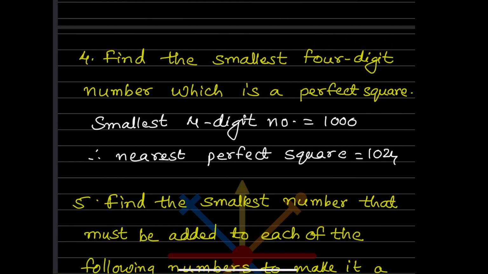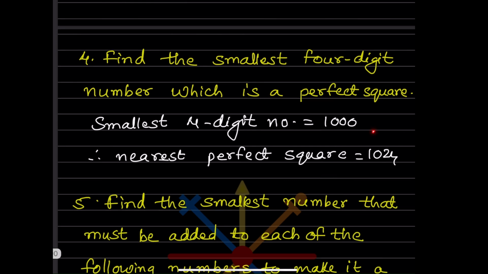So now we want a perfect square, but 1000 is not a perfect square. So what we have to do after that, we have to see after 1000 whatever the number we get which is a perfect square, you can check the numbers. So that is 1024 is the perfect square. The first number after 1000, whatever you get, which will be a perfect square, that is 1024.